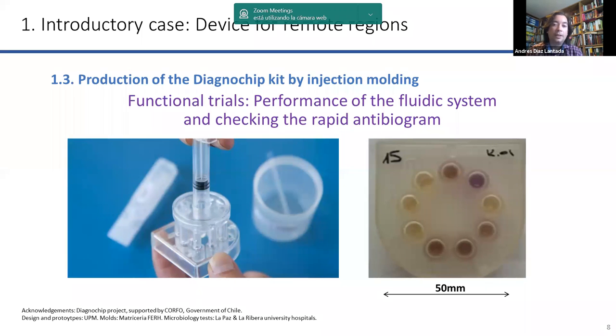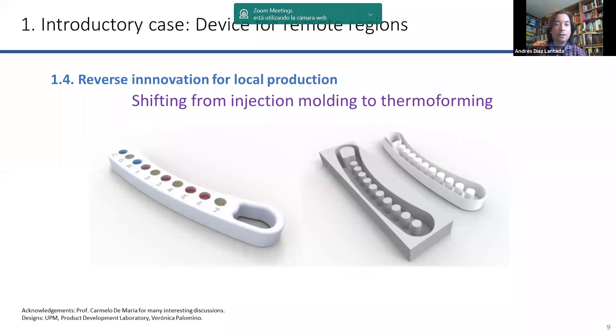And in some cases, it would be interesting to change from this centralized production to a production at the point of care. As in this case, it is a device for point of care testing so that you don't have to send the samples to large facilities which are not close. So it would also be interesting to shift to redesign the device for local production.